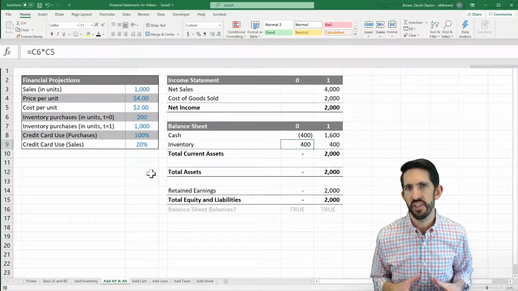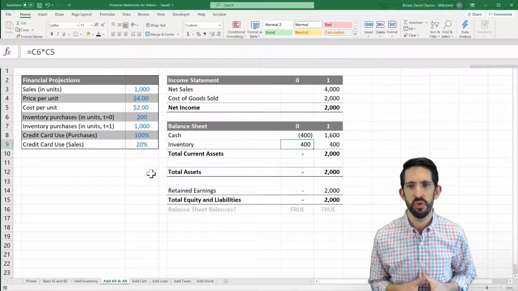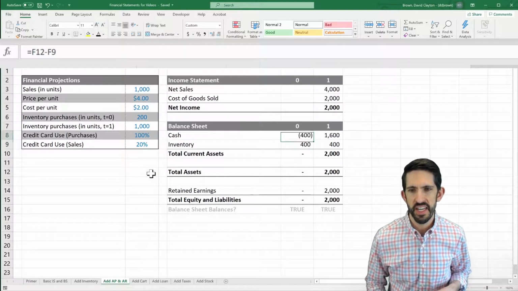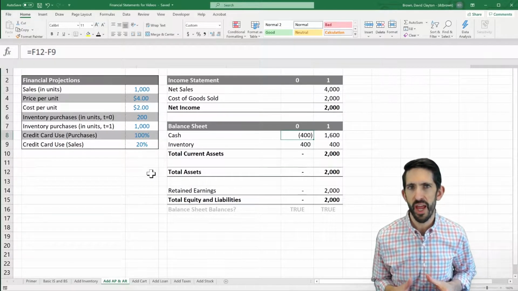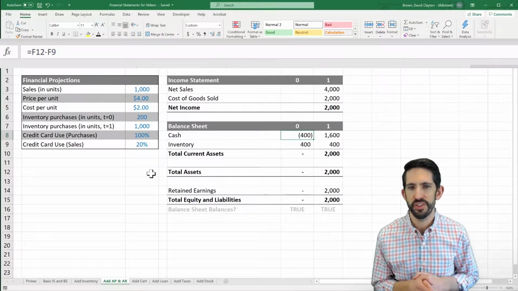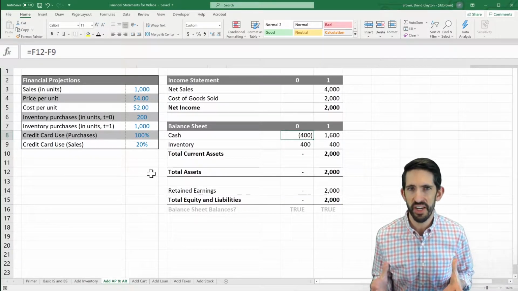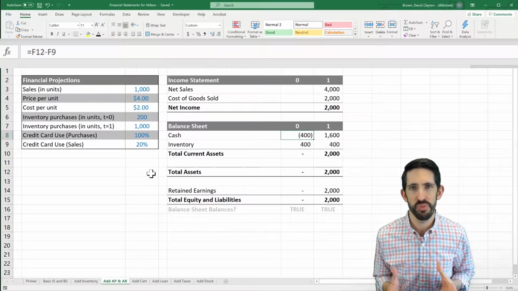So you may have noticed on that last exercise that we ran into a bit of a problem. And that problem is at time 0, we have negative cash, right? We're negative $400. So we need to figure out a way to make sure we don't have negative cash, because that does not work in a business.